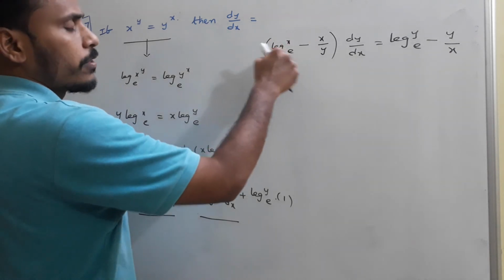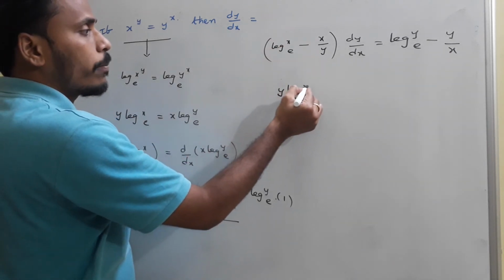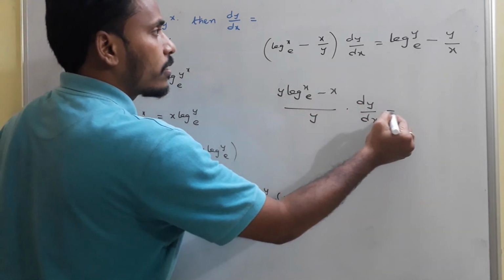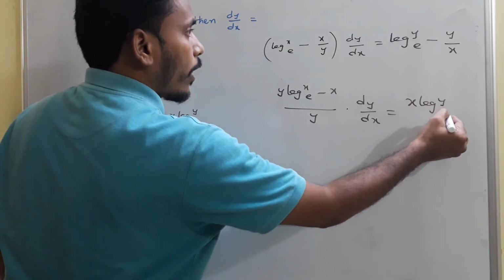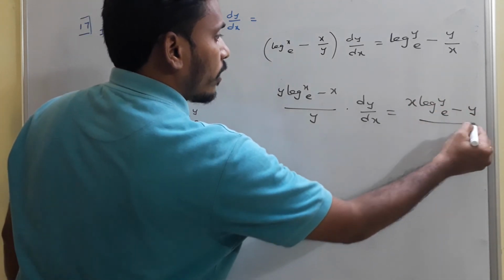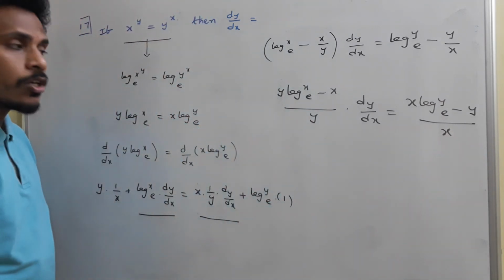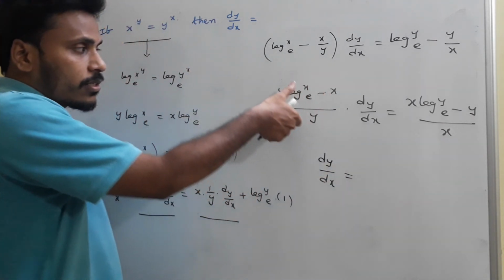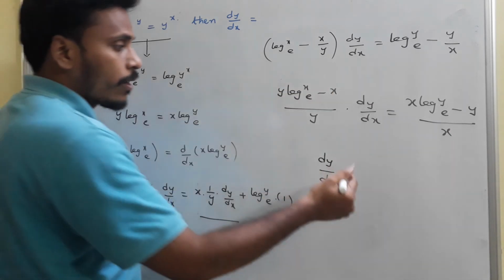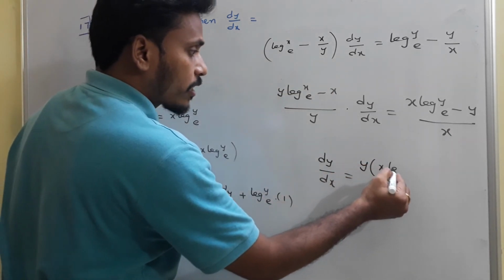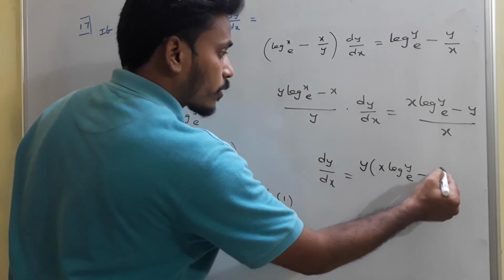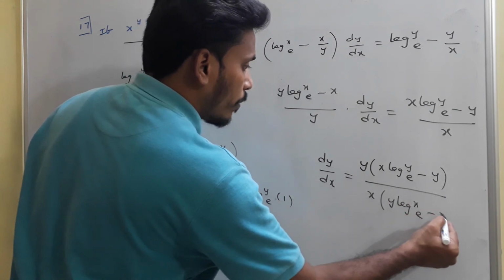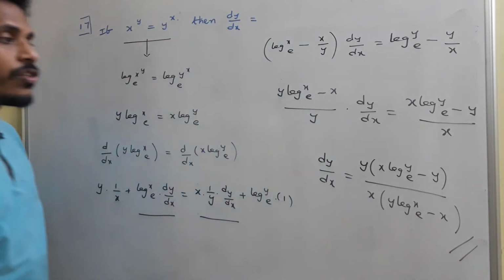Now you just simplify here. y log x to the base e minus x by y into dy by dx is equals to x log y to the base e minus y divided by x. So finally what is dy by dx? dy by dx is equals to, send this fraction that side, it becomes like y into x log y to the base e minus y divided by x into y log x to the base e minus x. Finally this is dy by dx.